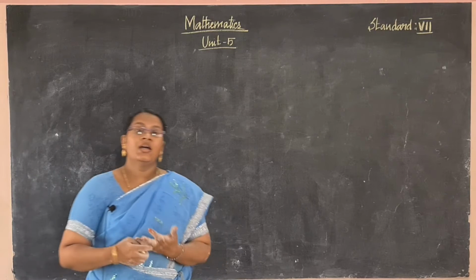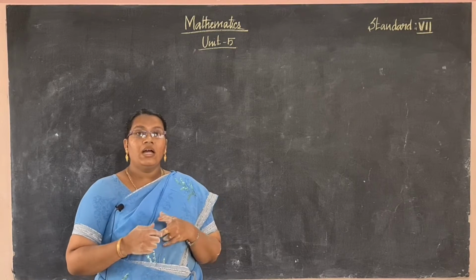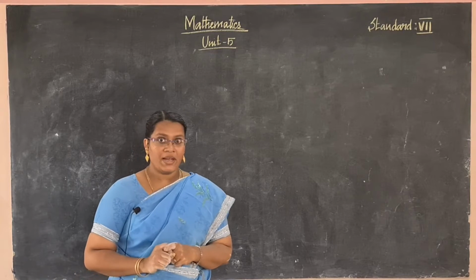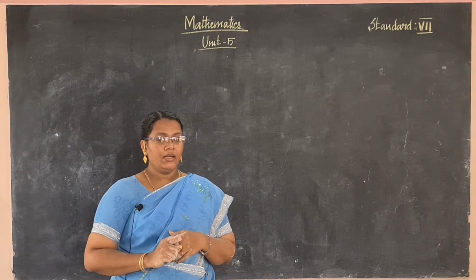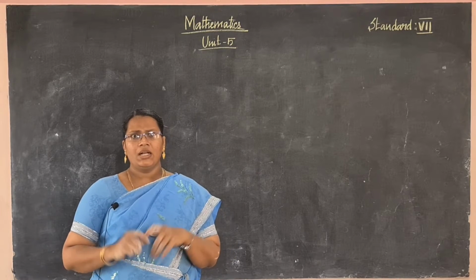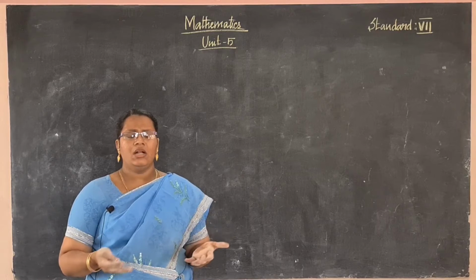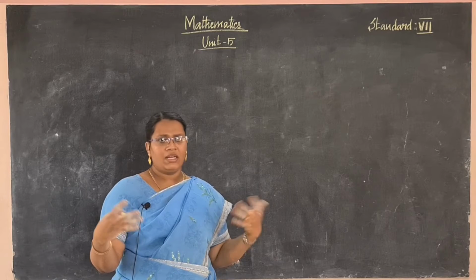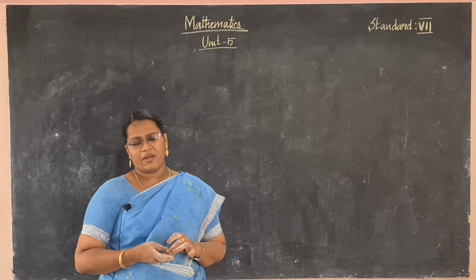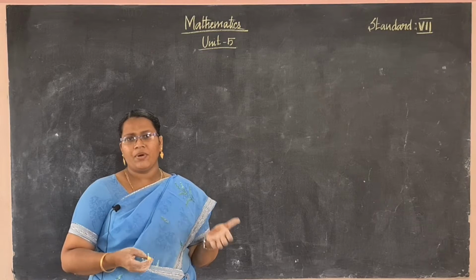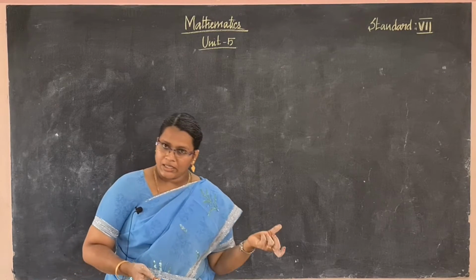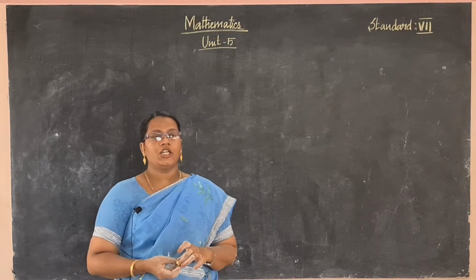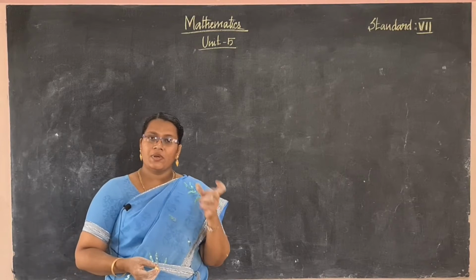Good morning, students. In the previous class, we learned about exponents or powers. What is the definition of exponent? A rational number multiplied by itself, many times, is called an exponent. It is in the form of a power m, where a is a rational number and m is an integer. And then how can you read the exponential form?